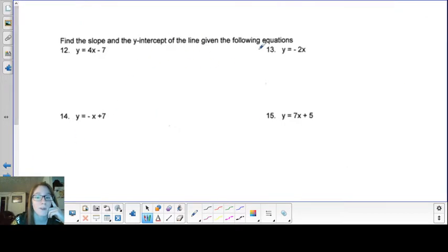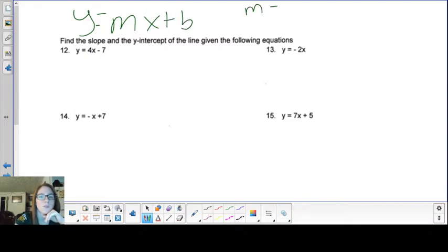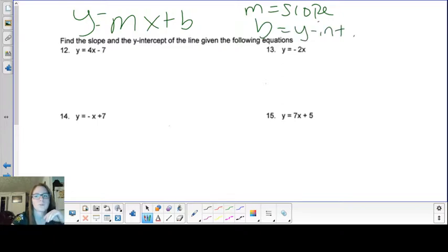Okay, find the slope and the intercept for each of the following. So remember, y is equal to mx plus b. M is slope. B is my y-intercept. So my m here is 4. My b is negative 7.